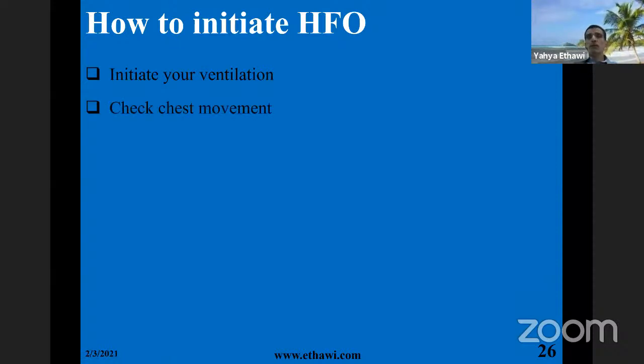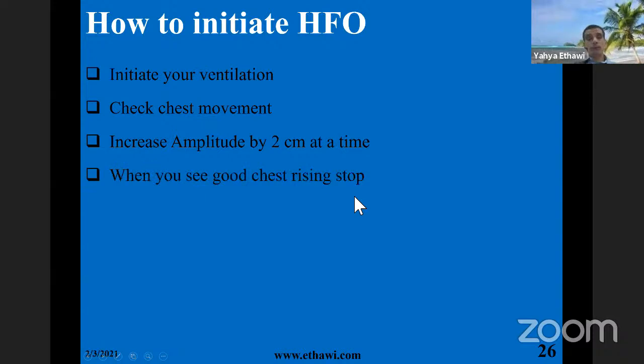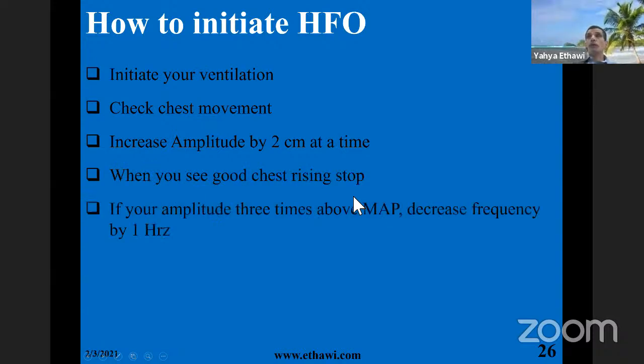Look at the chest rise. If you do not see chest rise, increase amplitude by 2 centimeters at a time until you see a chest rise. Once you see the chest rising and wiggling, then stop increasing the amplitude. If you need amplitude more than triple the map to achieve chest movement, then drop your frequency by 1.